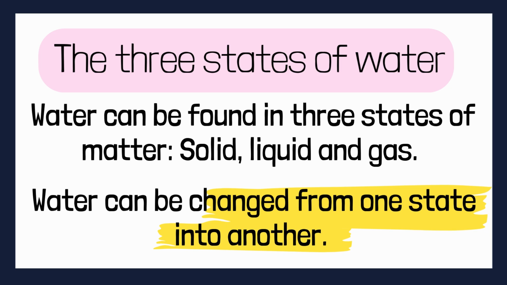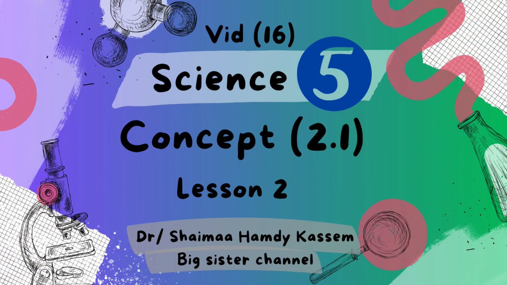So what we want to say here is that the three states of water can be found in the three states, as we said: solid, liquid, and gas, as ice, water, and water vapor. And water can be changed from one state to another, as from solid to liquid, and from liquid to gas, and so on. We finished lesson 1, so we will study lesson 2 now.